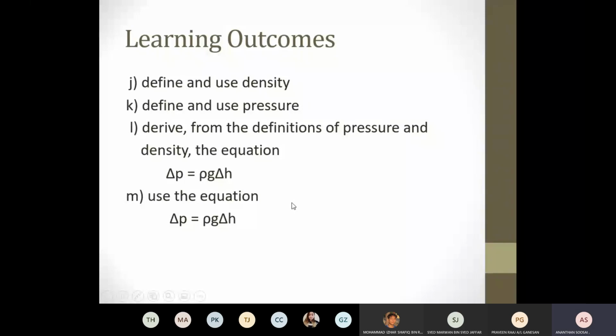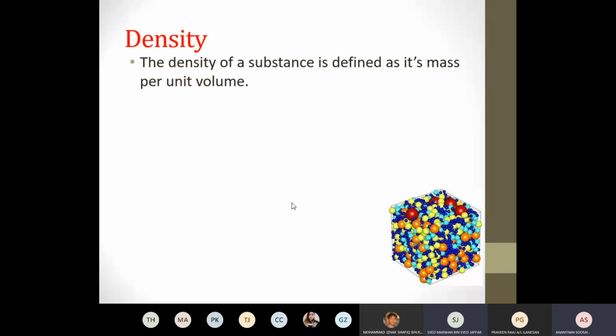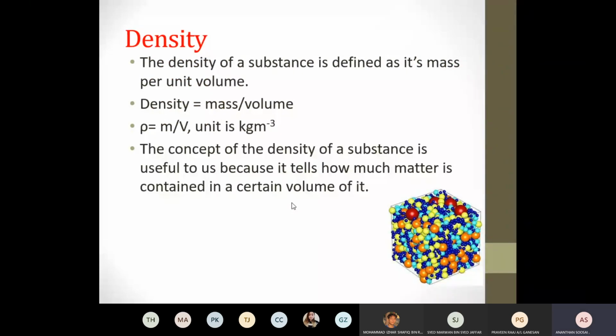This is something you learned before, just recall back. First, density. What is density? Mass per unit volume. The unit is kg per meter cube, and the concept of density is used to find how closely packed the matter is contained in a unit volume.